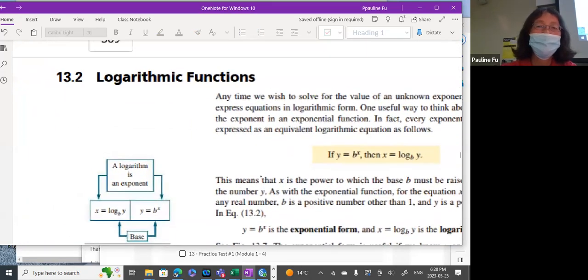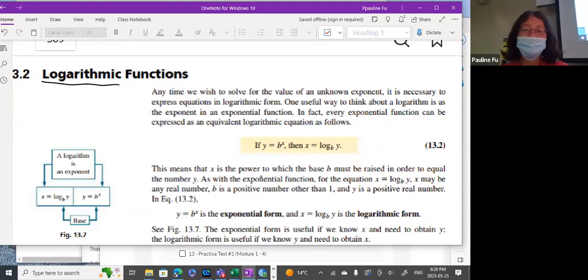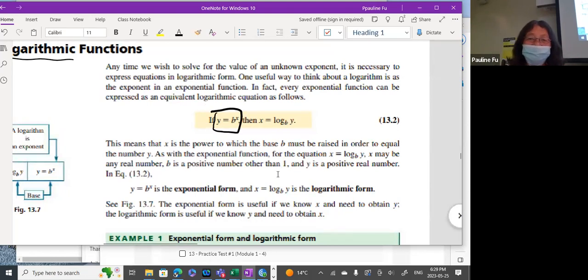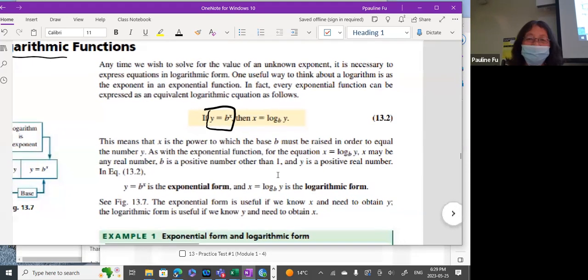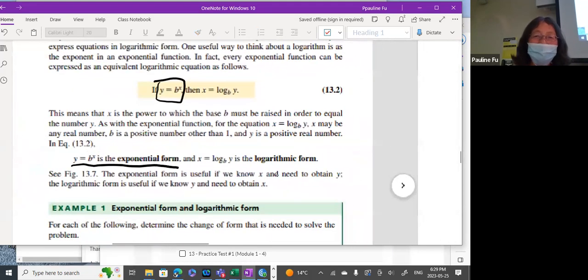So that is the introduction about logarithm and exponential function. Next, we'll introduce logarithmic functions. If you have y equal to b raised to power x, and then x equal to log b y. We call y equal to b^x exponential form, and x equal to log b y logarithmic form.